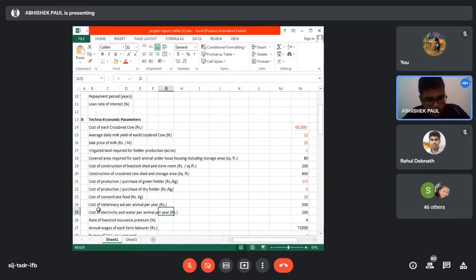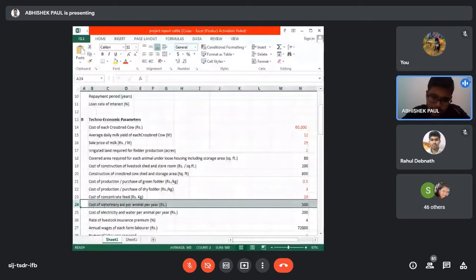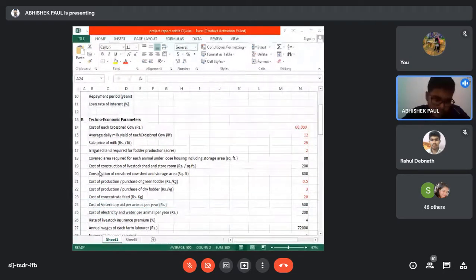Now the cost of the veterinary aid, which is column 24, means medicine. The cost of the medicine will be 500 rupees per cow per year. That is why they have multiplied 500 into 10, which is 5,000. Is it clear now?